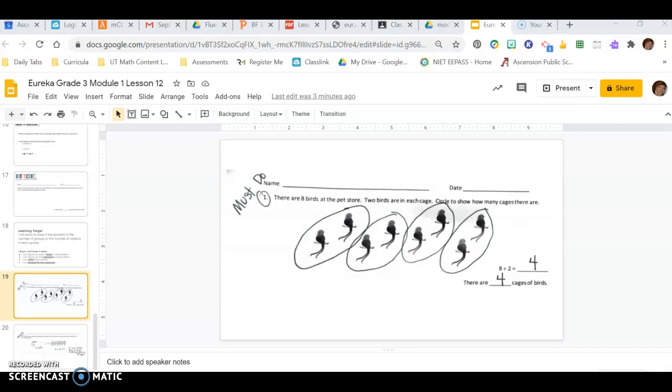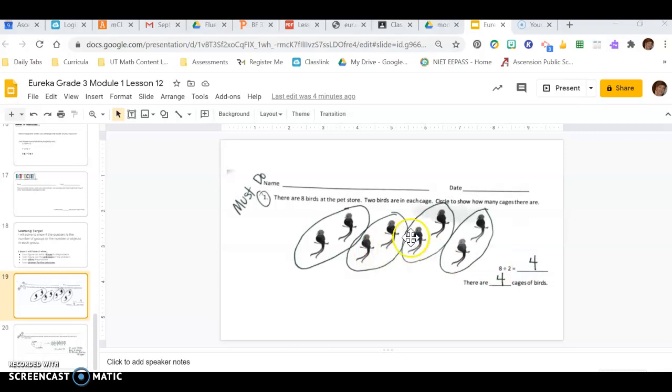Okay, let's go check our work. So part one of your must-dos was to complete number 1. Okay, so number 1, your answer should look like this. Guys, this was a very important sentence right here: 2 birds are in each cage. So you should have only circled 2 birds for each cage, and your answer was 4.